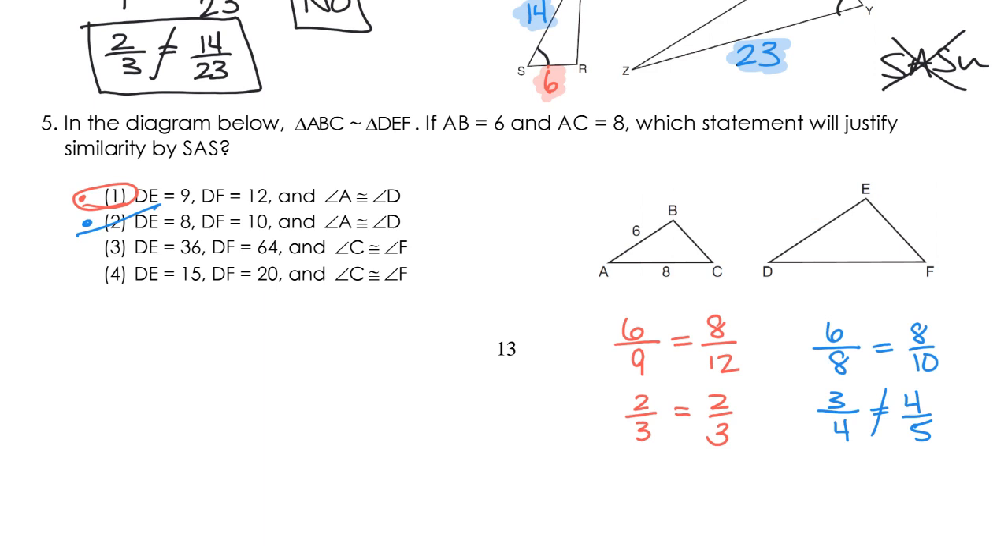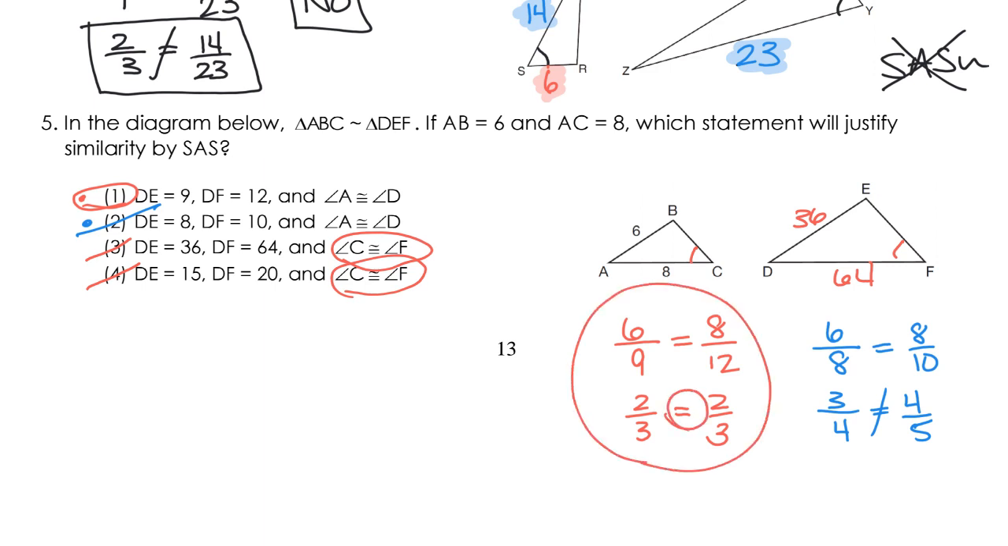In choice 3, they tell us that DE is 36, that DF is 64, and that angle C is congruent to angle F. And right there, that can't even be side angle side similarity because the angle's not between. And you know what? In choice 4, they give you the same pair of angles, and so those don't even have a chance. And so choice 1 is the one we're going to go ahead and stick with because that's the one where the angles between the sides and the sides were in equal ratios.